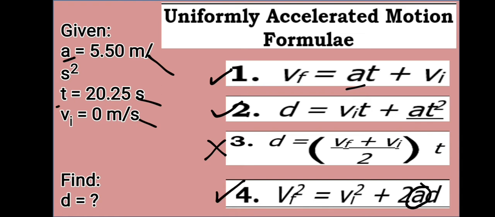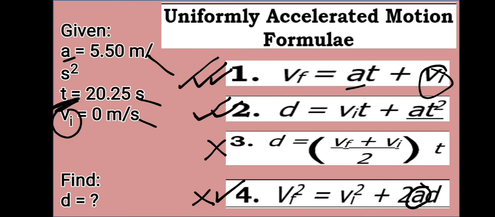Now, how about the T here? Does number 1 have T? Yes, correct. Formula number 2 is also letter T, or the time. How about formula number 4? No, it doesn't have T, so it is wrong already. So we have only 2 remaining formulas. How about Vi? Does number 1 have Vi? Yes, correct. How about number 2? It has Vi, still.